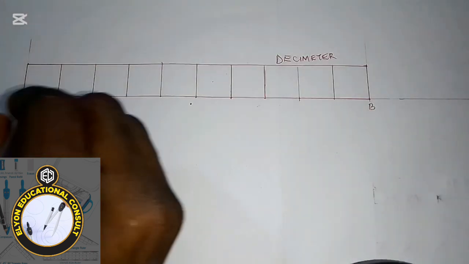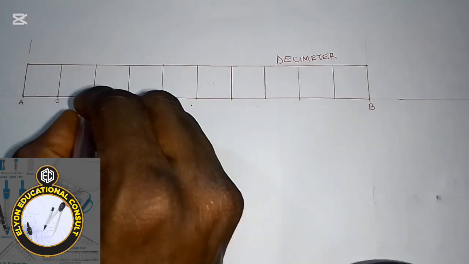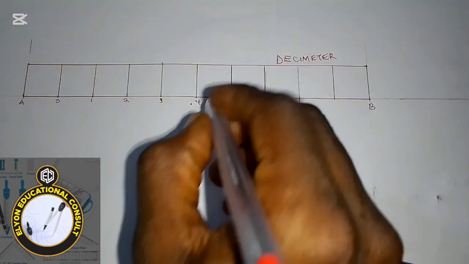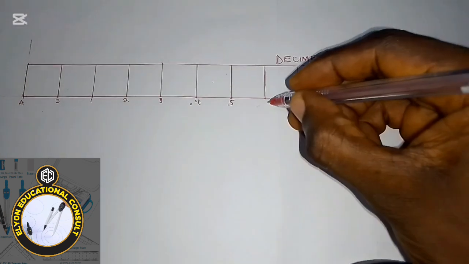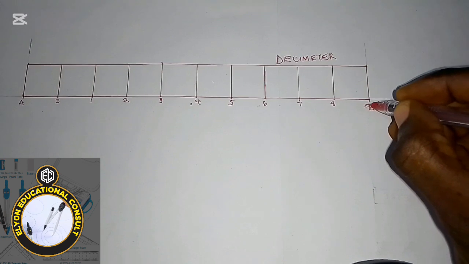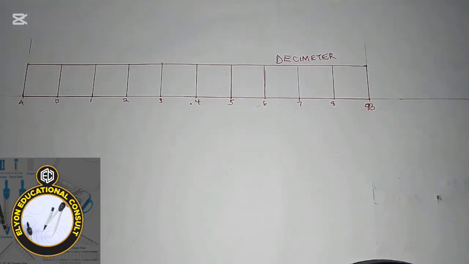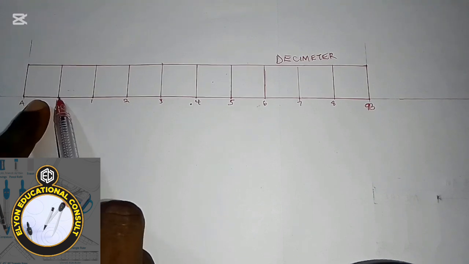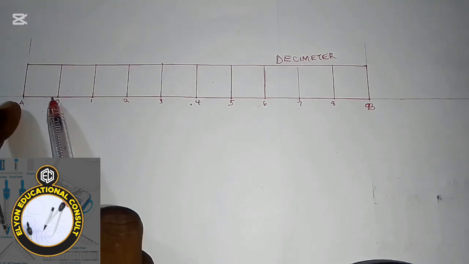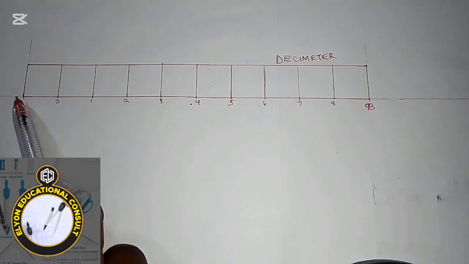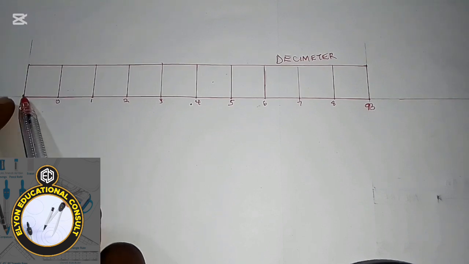So the next thing we are going to do now is to number these divisions, like this. We start with 0, 1, 2, 3, 4, 5, 6, 7, 8, and 9. Then we are going to pick one of the decimeter, this part OAO, and divide that into 10, because 10 decimeter equals 1 meter. So we are going to divide this space into 10.